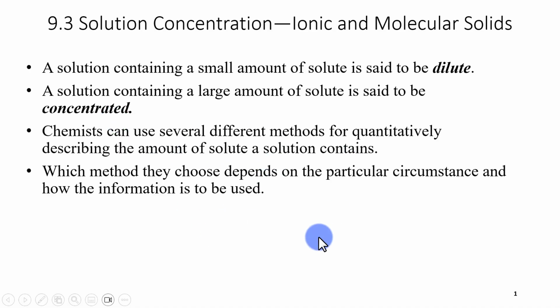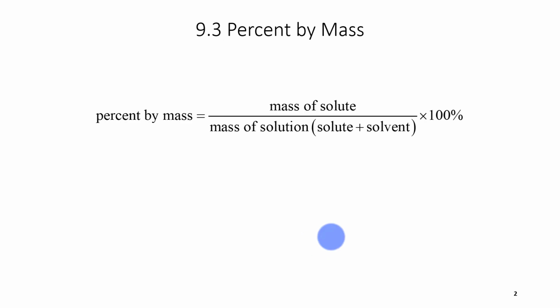Now we can use several different ways to describe the amount of solute, the concentrations of them, and which one I use depends on particular conditions and how I need to use this information for the solution, right? So we're going to use several different ways to write concentration for solutions. We first start with percent by mass.